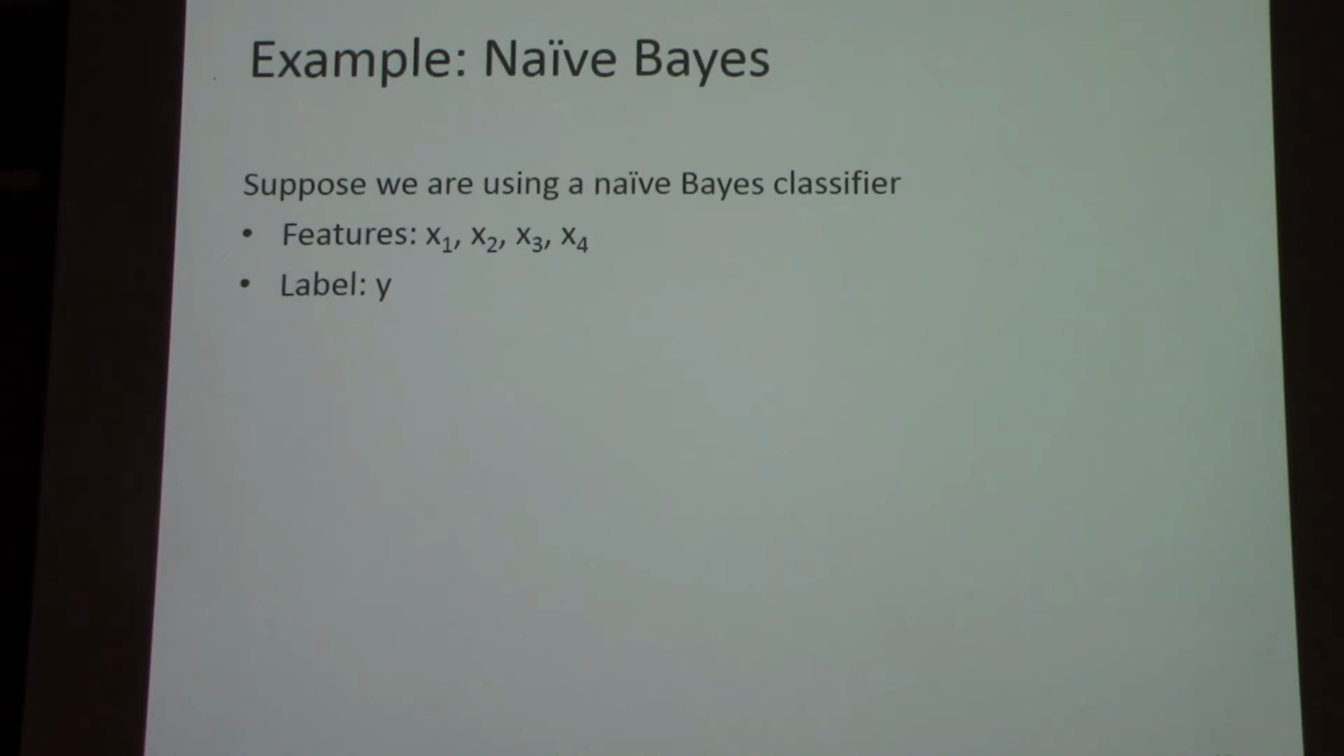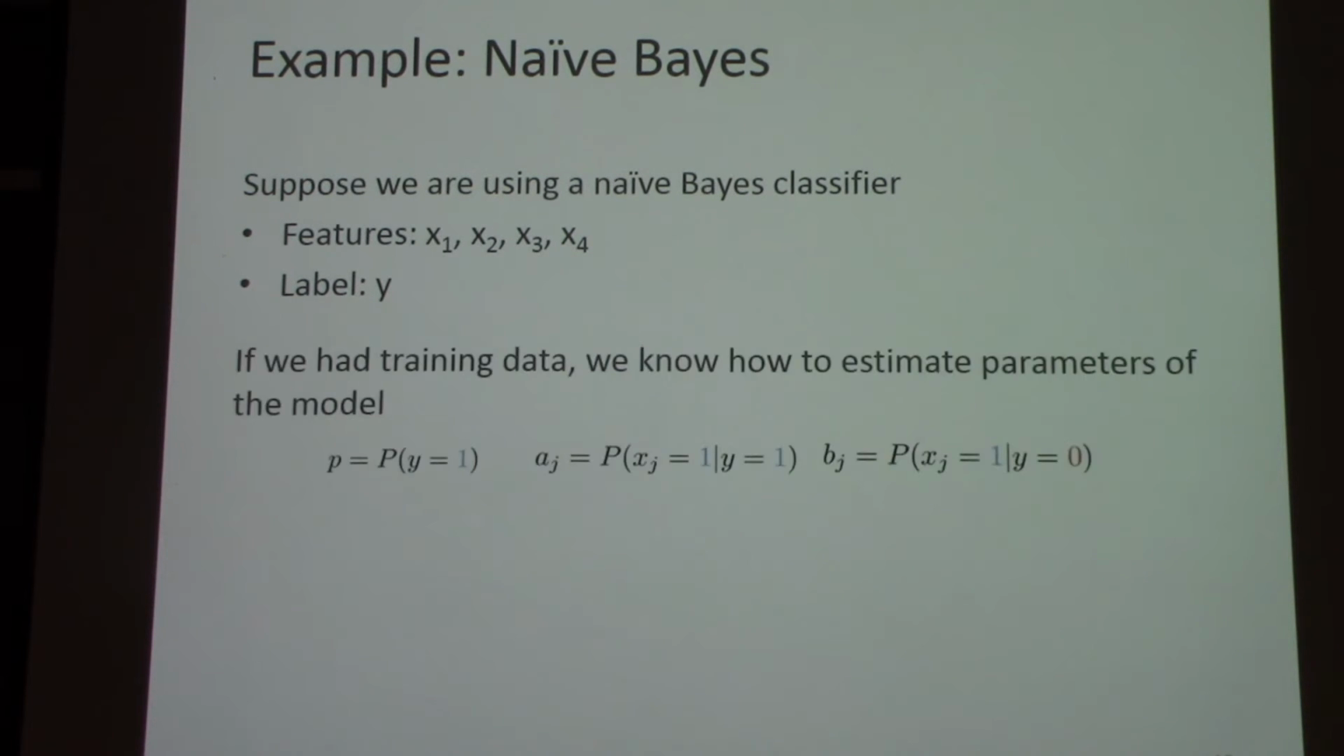So let's take an example. All of you know Naïve Bayes at this point. Say we have a Naïve Bayes classifier. There are 4 features and there's a label 1. Say you had training data and you know how to, at this point, estimate these parameters.